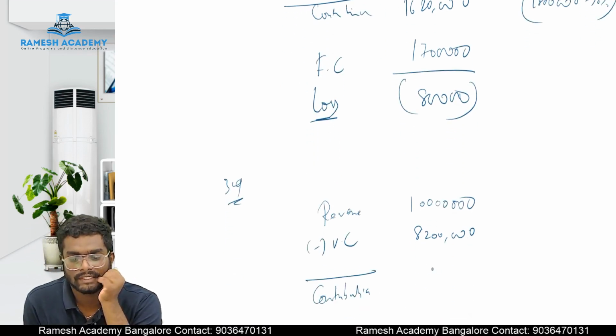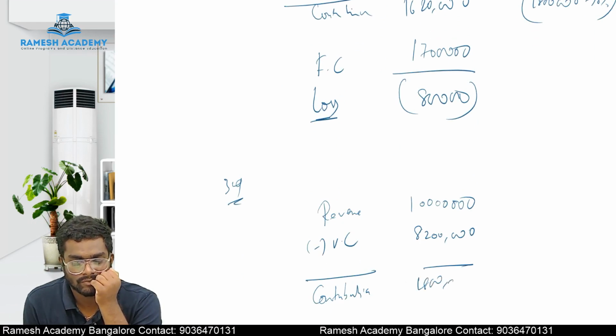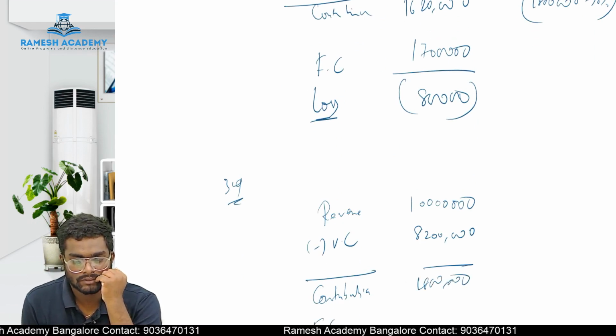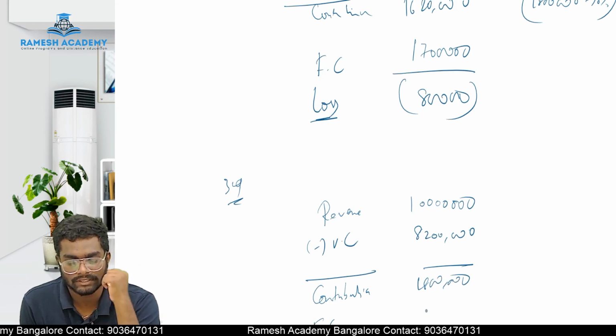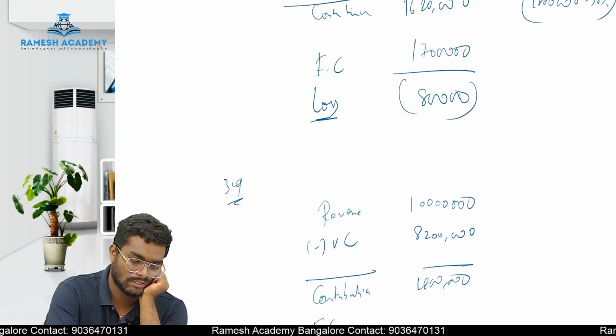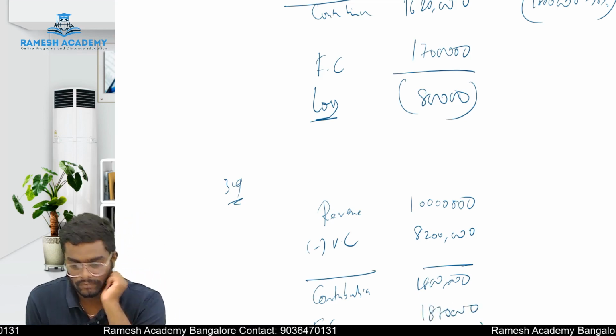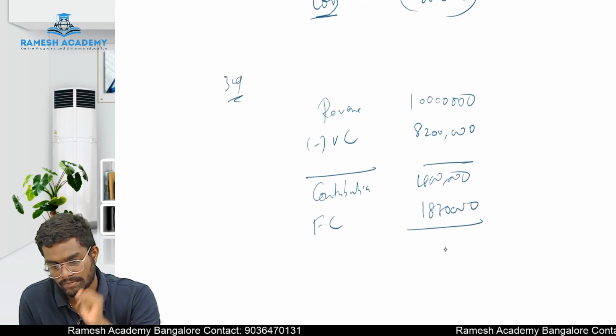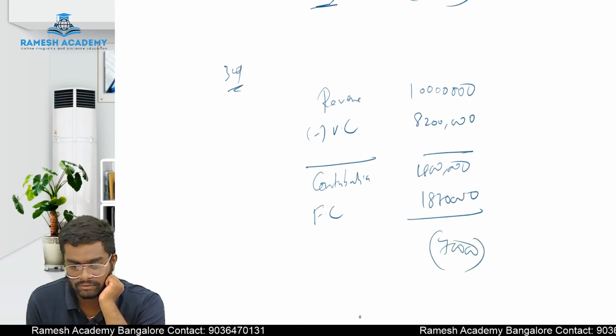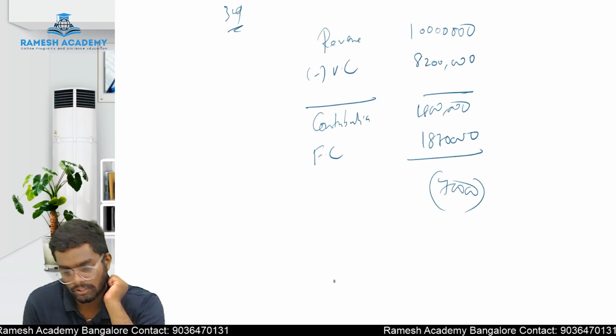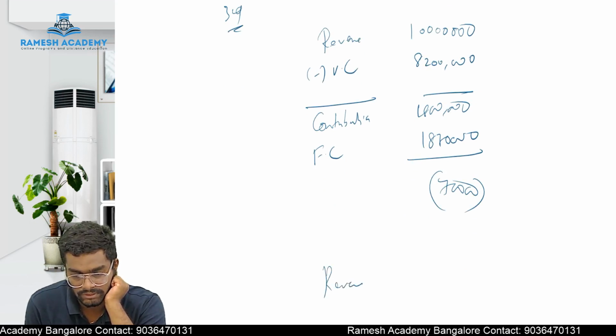So I'm simply doing a layman job here. So fixed cost, 10% increase. So it is 17 lakh into 1.1. It is 18 lakh 70. Again loss of 70. Simple. So I'll just write it down. Write it down along with me because these are simple things.